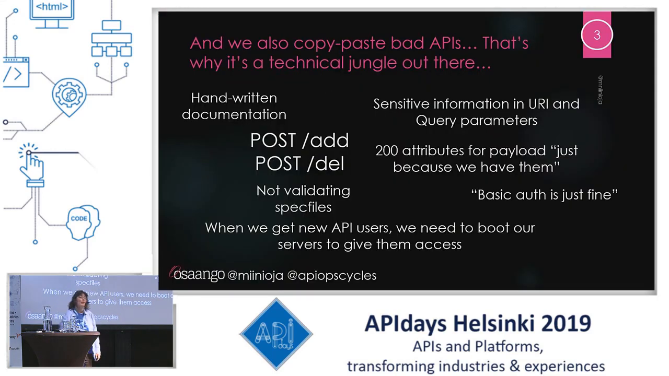And in APIs, this is what it looks like. These are all collected from Finnish organizations' APIs. This is the problem we have: a lot of attributes, a lot of sensitive information. Basic auth is just fine for authentication. Then this, my favorite: when we get new API users, we need to reboot our servers to give them access. Oh, but it's election time in Finland, we can't do that. So these are the things we get when we copy-paste other people's APIs and don't really think about what's going on on the business side of things.